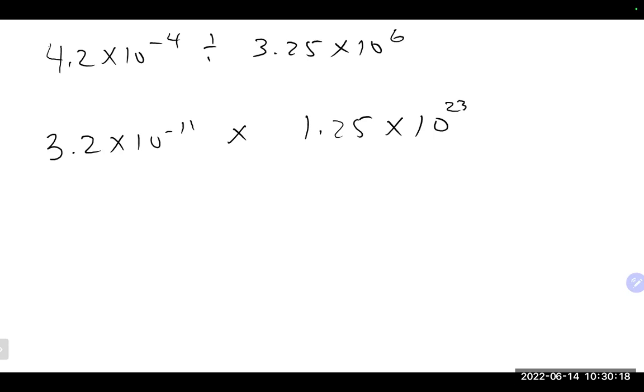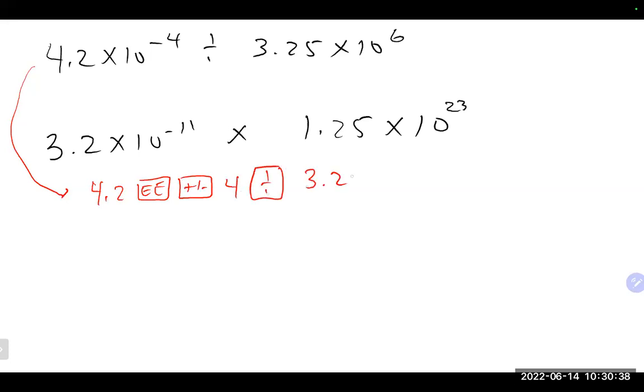Okay, let's take a look. So once again, if you want to punch this in properly to your computer, I guess there are computers. We'll do this one first. You should, again, go 4.2. You should hit your exponent button. You should hit your negative button. You should then hit 4. You should hit your divide button. 3.25, exponent button, and 6, and a little equal action there.